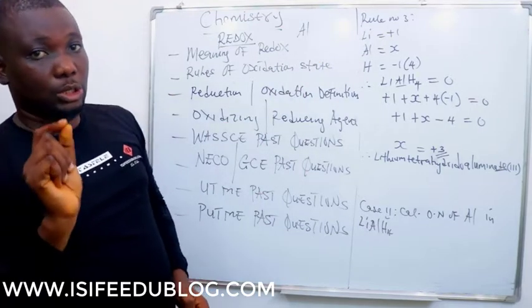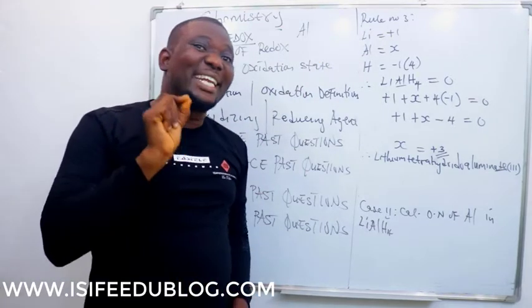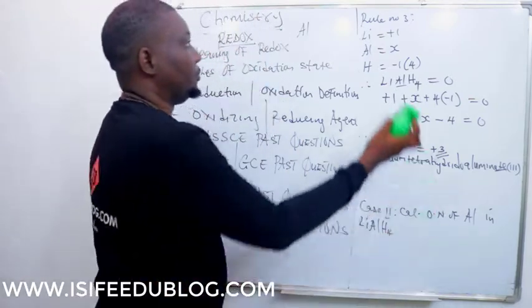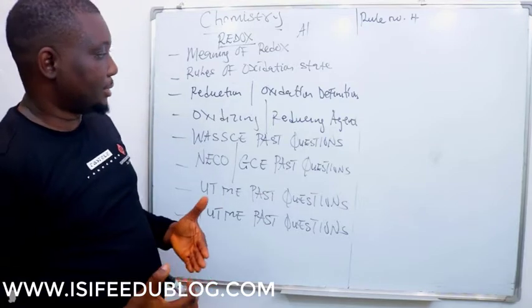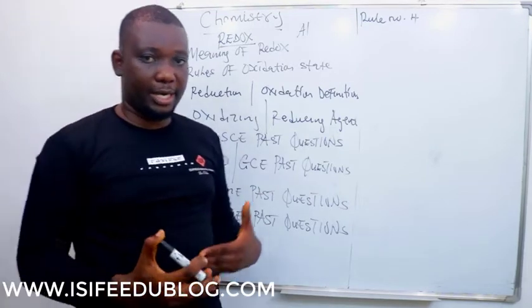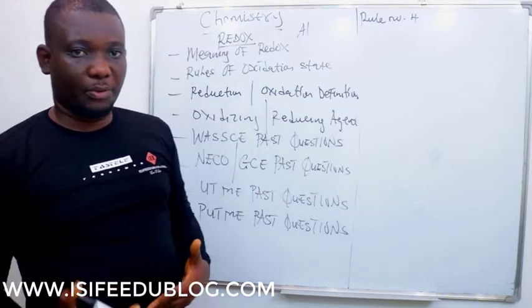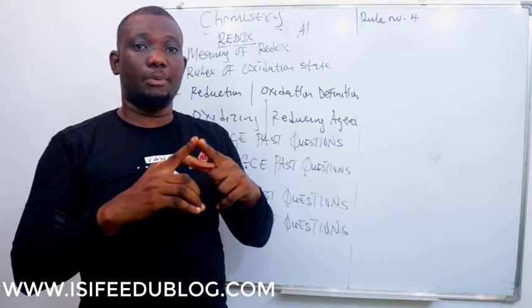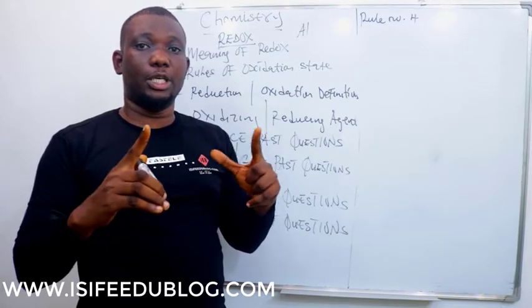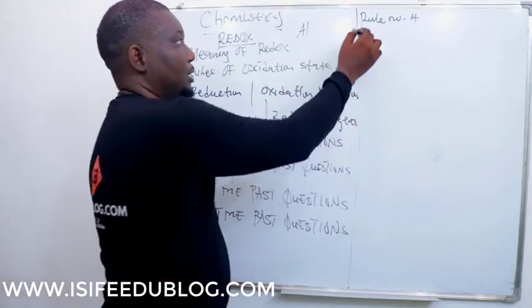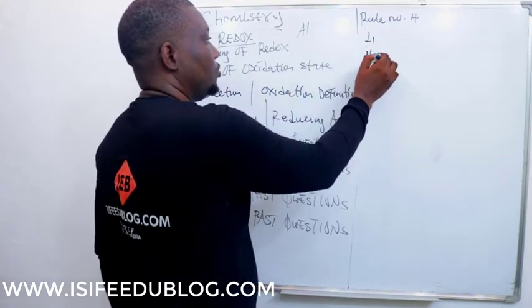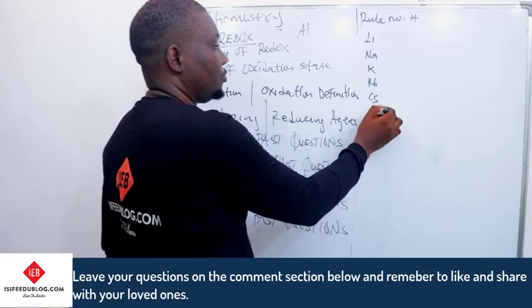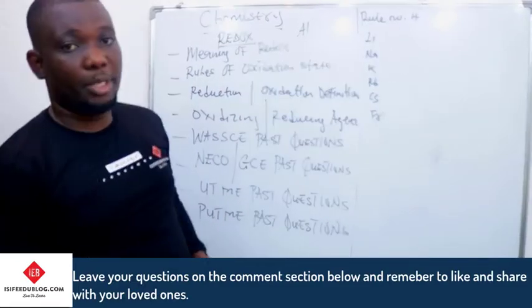So always know that in this rule, the oxidation number of hydrogen can either be +1 or -1. In rule number 4, we have to look at the oxidation state of some of these elements that are in group 1 and group 2. So in rule number 4, the oxidation number of all the elements in group 1, such as lithium, sodium, potassium, rubidium, caesium, francium. These are elements in group 1.